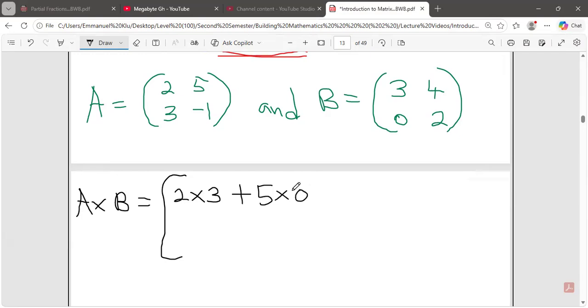Also, on the other side, we are going to write 2 times this 4, and also this 5 is going to multiply the 2 you are seeing over here. So we write 2 times 4 plus 5 times 2. As simple as that. Then from here we can close the brackets.